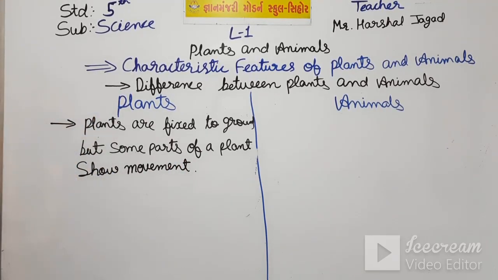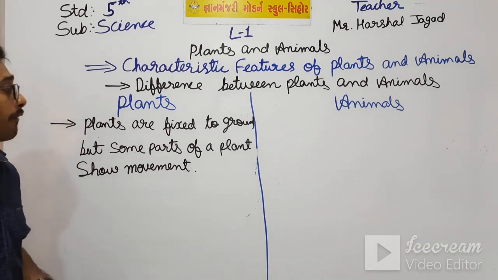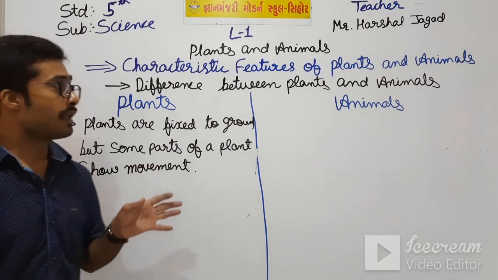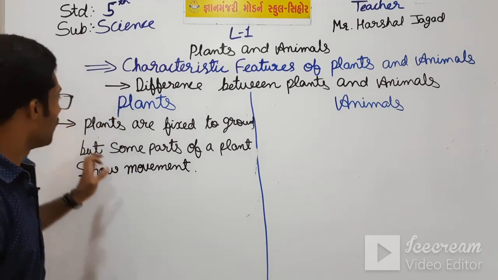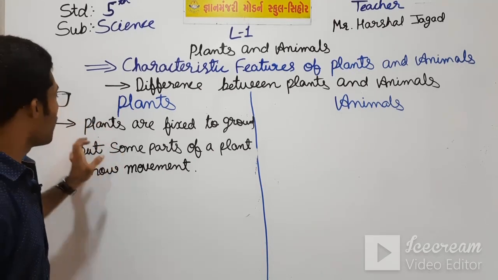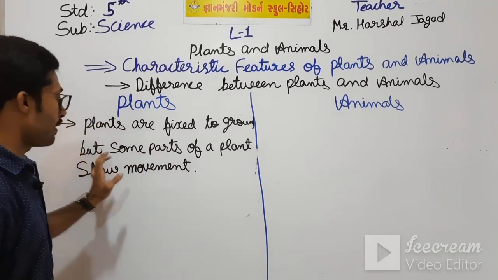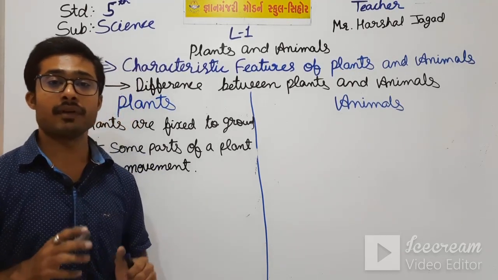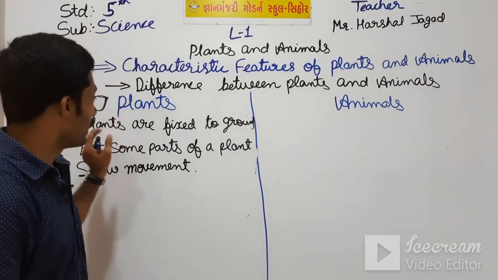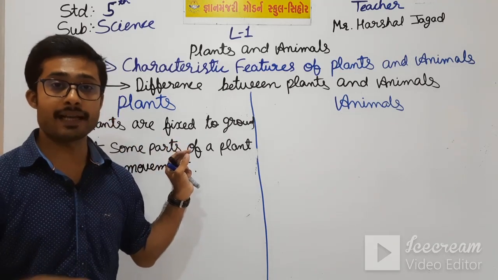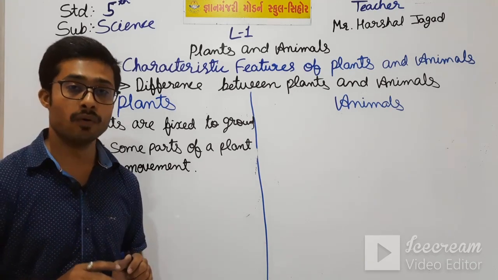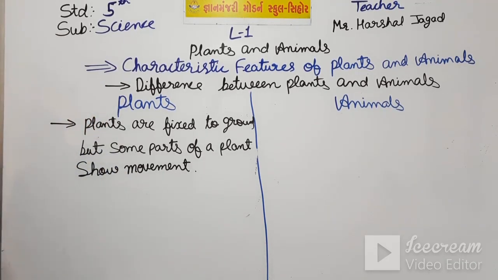So this is the third point. In the common features of plants and animals, we have seen that they both move, but here in the difference, plants are fixed to the ground, but some parts of the plant show movement, means in the plants there are some branches, they move, but the plant is fixed at the position, but as it grows, the branches will slightly move. Now we will see in the animals.